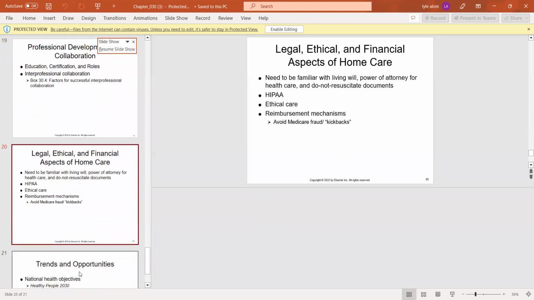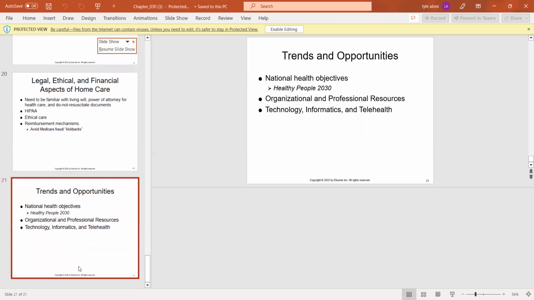Our legal, ethical, and financial aspects need to be familiar with the living will, power of attorney, and DNR documents, which we will go over this week in class. We have HIPAA, ethical care, and reimbursement, okay? Avoid any fraud or kickbacks with their Medicare. It's pretty regulated right now. And we have national health outcomes and our Healthy People 2030. We are also looking with home health and hospice for technology, information, and telehealth.